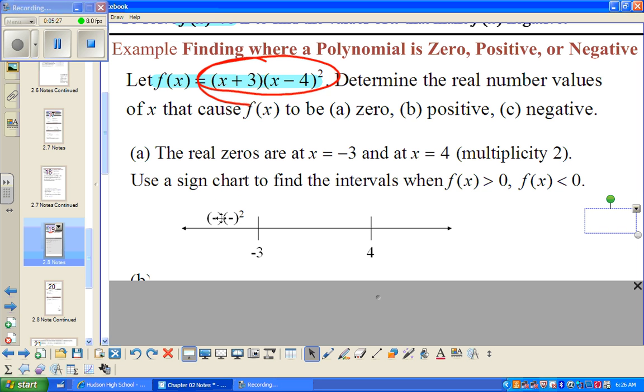We have a negative times a negative squared. Well, what's a negative squared? It's a positive. So a negative times a positive, what is that going to equal?